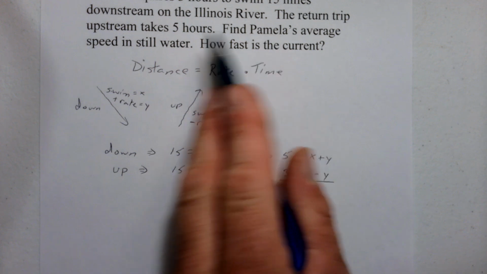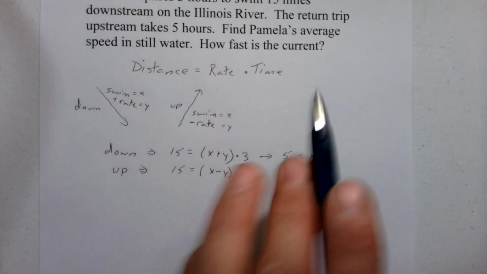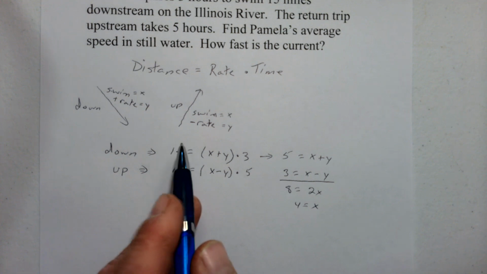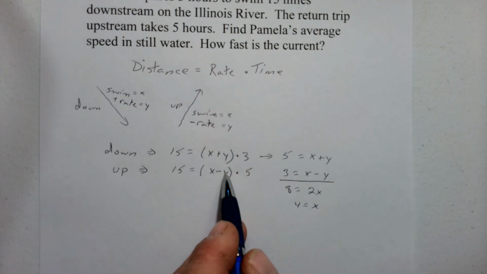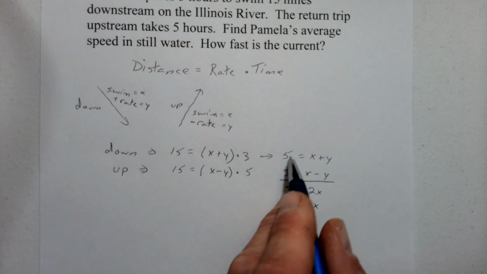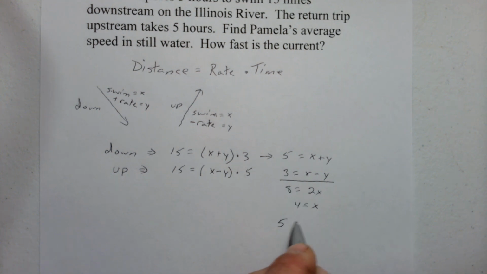So we know that Pamela's average speed in still water, so if there was no current at all, she could go about 4 miles an hour. The current is our y value, so we can plug in our 4 for our x into one of our equations. I'm going to go ahead and do my top equation. So 5 is going to equal 4 plus y, so 1 is going to equal y.